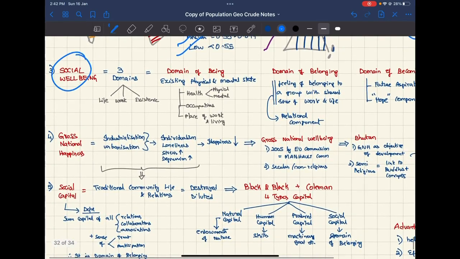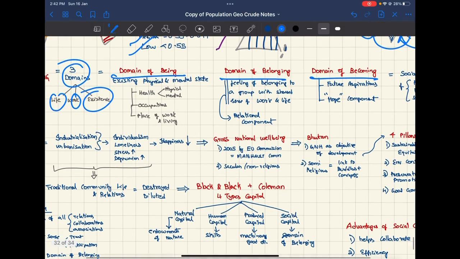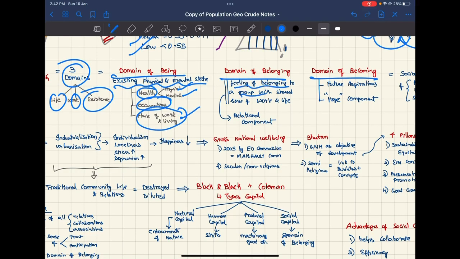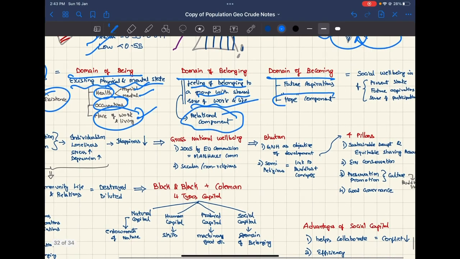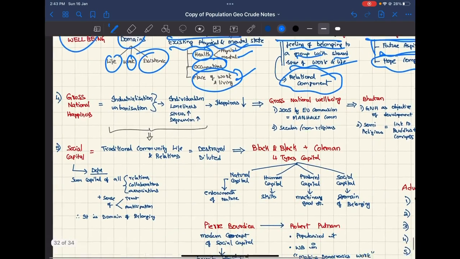And social well-being has three domains: domain of being, domain of belonging, and domain of becoming. So these are work, life, and existence. Domain of being is the existing physical and mental state, so physical and mental health, occupation, place of work and living. Domain of belonging is how you belong to a group and a shared sense of work and life. So this is a relation component. This is a hope component about future aspirations. So social well-being is a function of your present state, your future aspirations, and your sense of participation in the community.